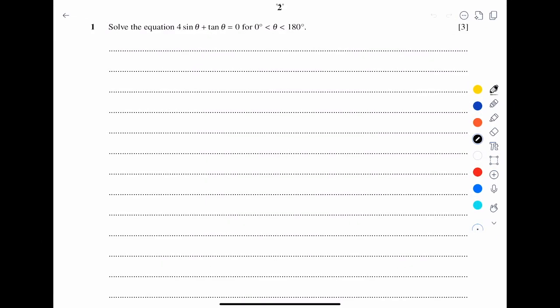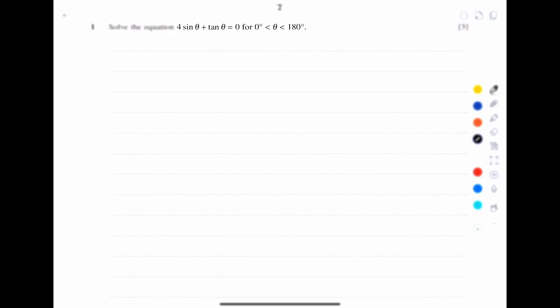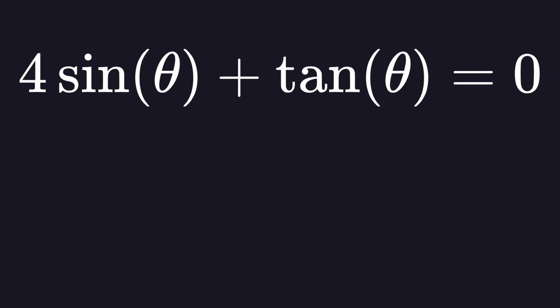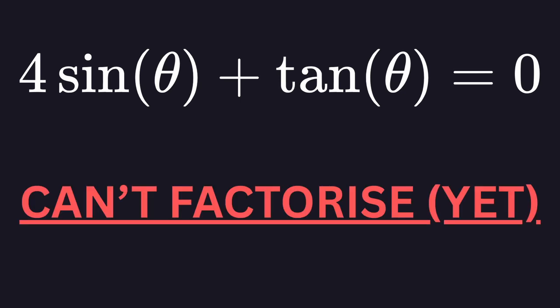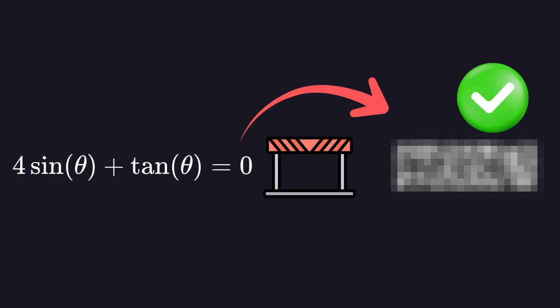The starting question of this paper tells us to solve the equation 4 sine theta plus tan theta is equal to 0, for theta being between 0 and 180. However, the problem here is that this equation just isn't able to be factorized yet, because we have sine theta and tan theta, which is not a factorizable format. So how do we get over this hurdle? Pause the video and give it a try.